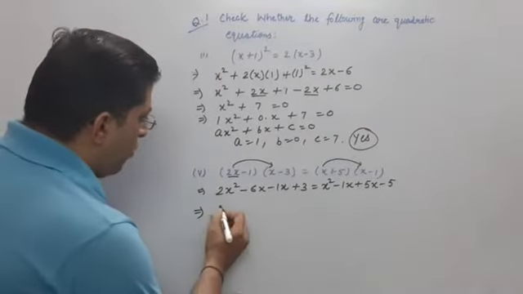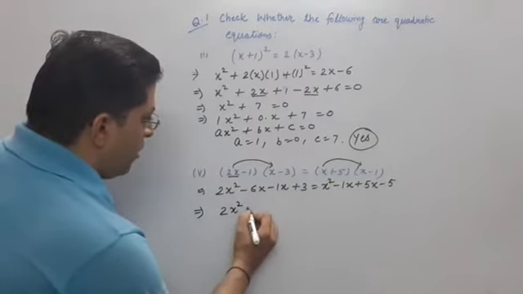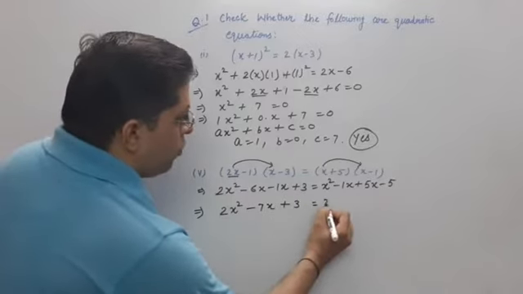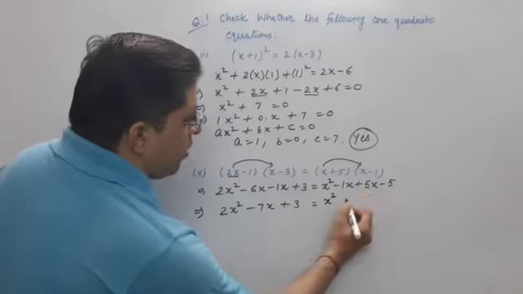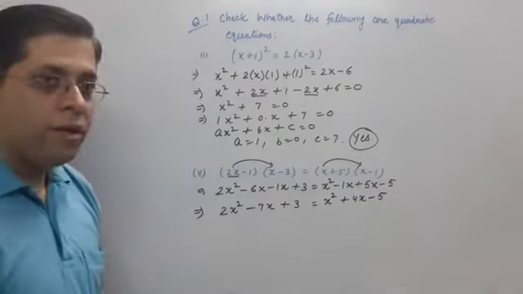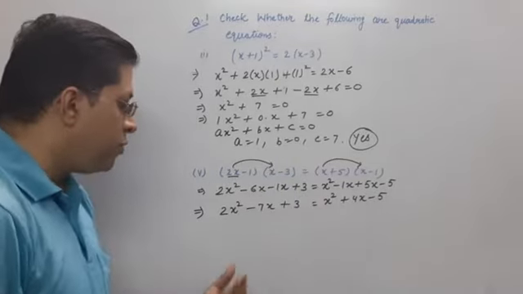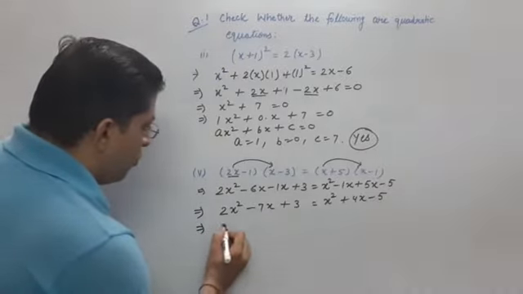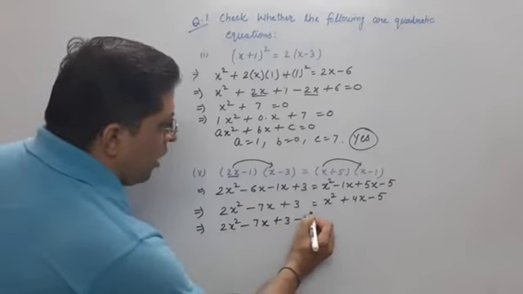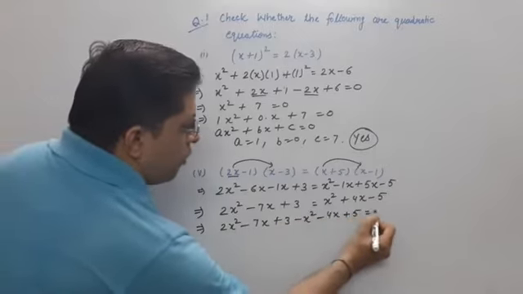Now what I am going to do, see here, I am simplifying. Minus 6 and minus 1 is minus 7x plus 3 is equal to x square minus 1x plus 5x, this is your plus 4x minus 5. Okay. Now I am sending all these three terms to the left hand side: 2x square minus 7x plus 3 minus x square minus 4x plus 5 equal to 0.